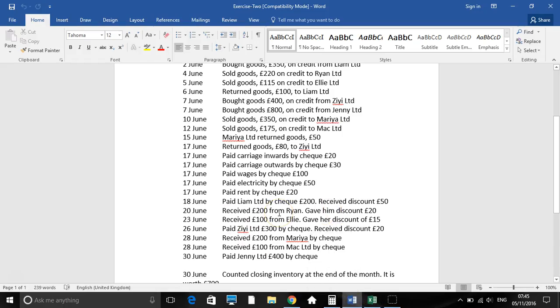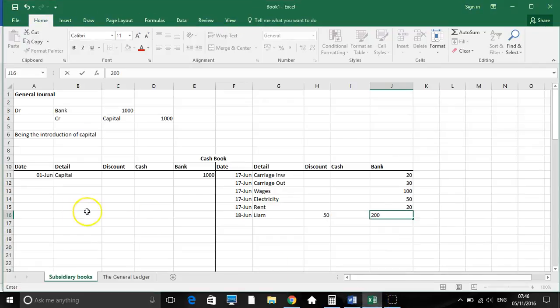We received 200. Let's do the 20th and 23rd together really quickly. We received 200 from Ryan, gave him a discount of 20. We received 100 from Ellie, gave her a discount of 15. So we should have received 220 from Ryan, but we just got 200, and we should have received 115 from Ellie, but we just got 100. So let's go over there and do that here on the 20th of June.